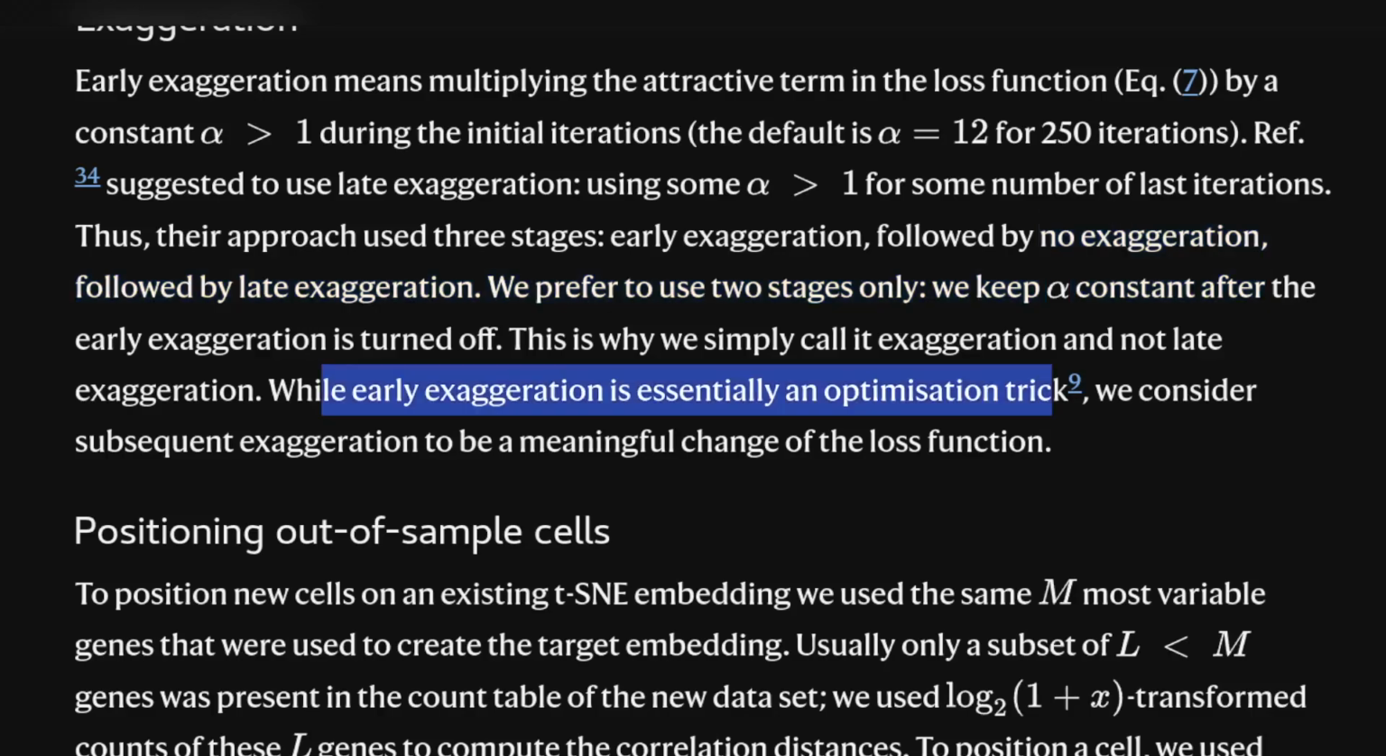Positioning out of sample cells. To position new cells on an existing t-SNE embedding, we use the same most variable genes that were used to create the target embedding; usually only a subset of genes was present in the count table of the new dataset. We used transformed counts of these genes to compute the correlation distances. To position a cell, we used coordinate-wise median among its nearest neighbors.